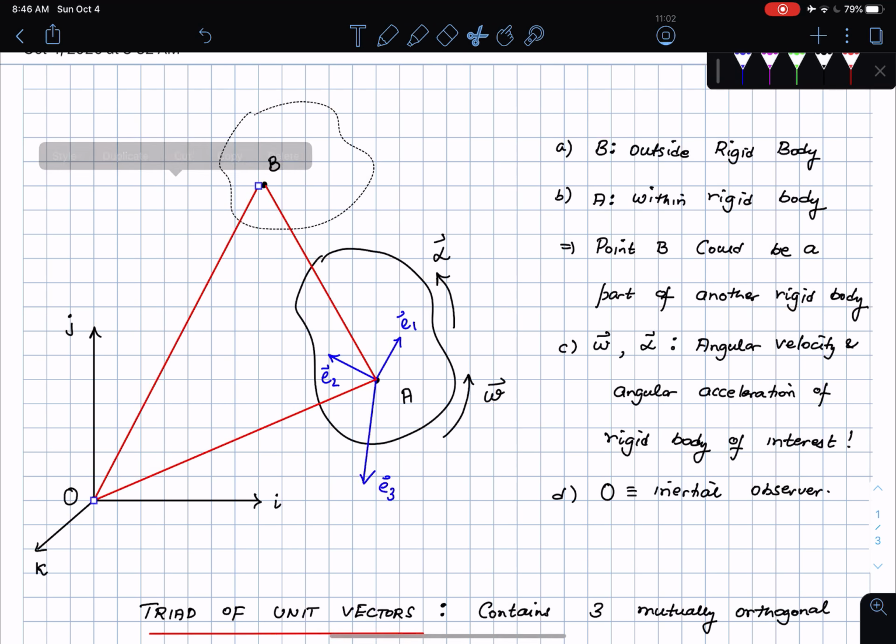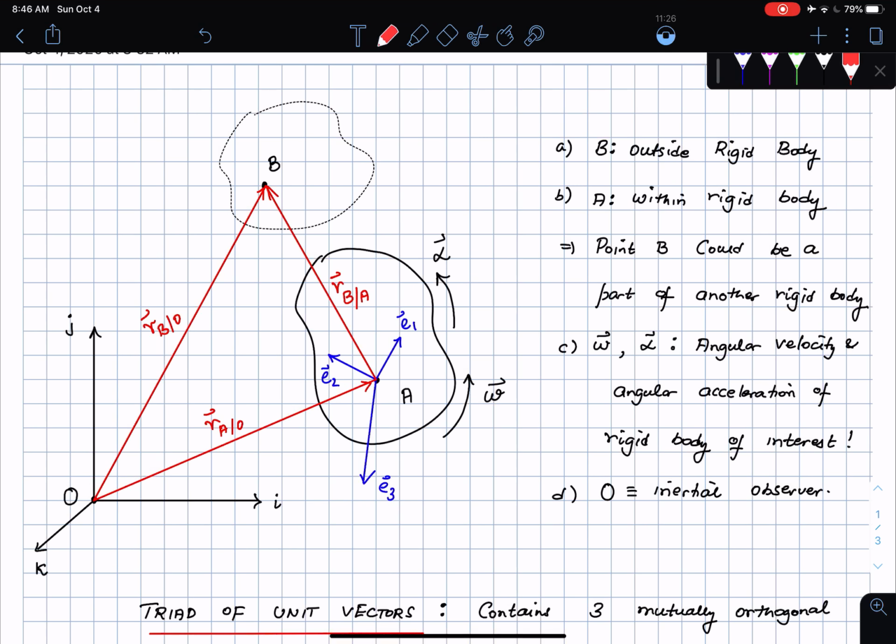Okay, so this has to go there, and then arrows. So 1, 2, and then 3. Okay, so this is going to be R B slash O. That is the position vector of B as seen by O. This is going to be the position vector of A as seen by O. And this is going to be the position vector of B as seen by A.